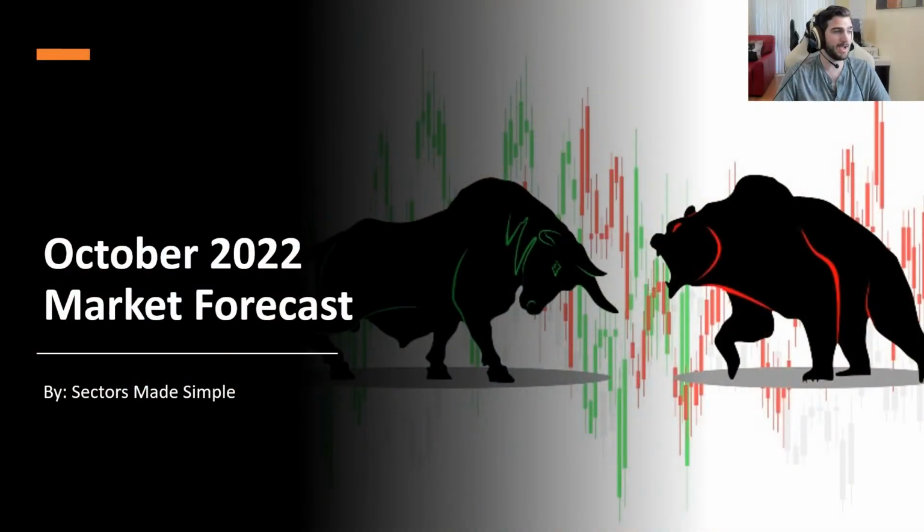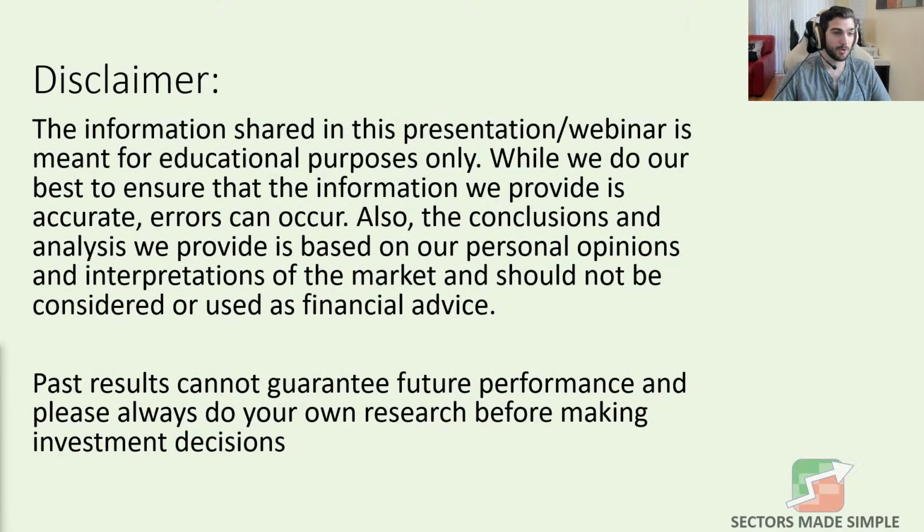So, let's head on over and take a look at the presentation that I have made for the October 2022 market forecast. Quick disclaimer, I will be talking a lot today about data, past results, and most importantly, probabilities. Probabilities are percentages that we have to try and predict what might happen in the future. As with any prediction, it is solely based in historical data, and past results can never guarantee future performance.